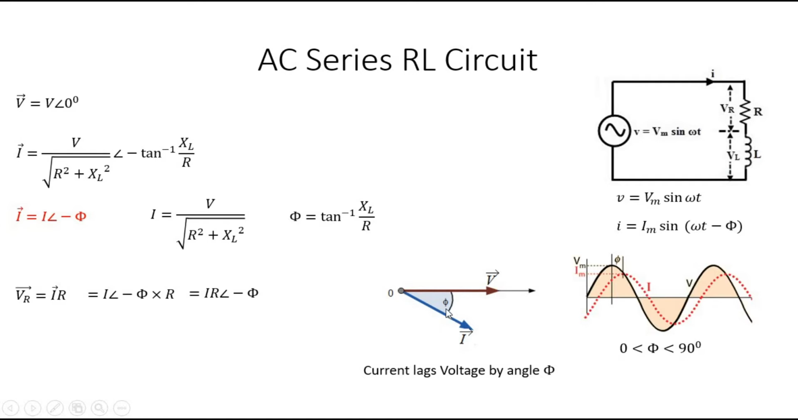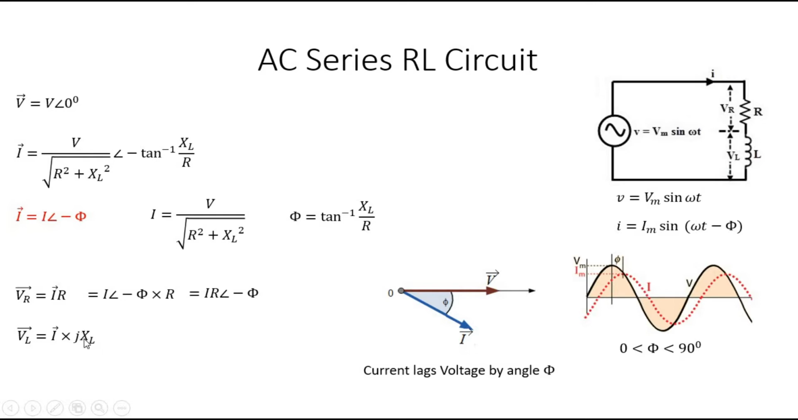Okay, in this direction only. The voltage across the inductor, vector VL, is equal to vector I into jXL, where jXL is the impedance of this inductance. Again, we have to convert this jXL, which is in rectangular form, A plus jB form, into polar form.